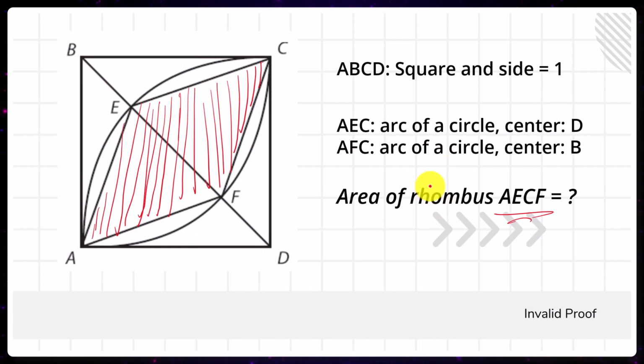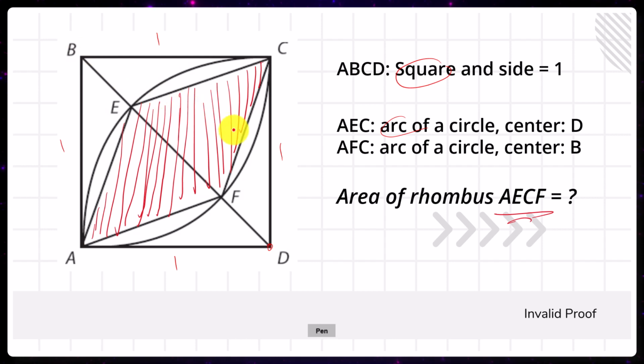All right. So what we have here is a square whose side is equal to 1. So we have 1 here, here, and here. There's ACE, which you can see here. It's an arc of a circle with the center at D. And we have the same thing on the other side, AFC, which is here, and the center of that circle would be here at B.